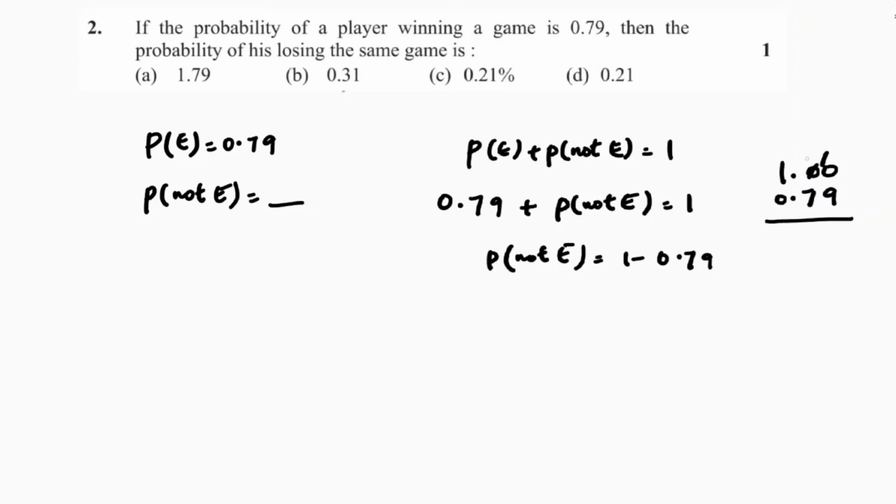So if I borrow here 1, here's 9, 0. So it is 10 minus 9, 1, 9 minus 2, 9 minus 7, 2, 0.21. So the probability of not winning, or losing the same game, is 0.21. So the correct option is D.